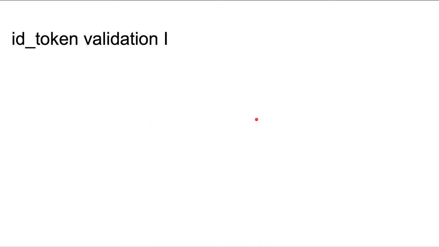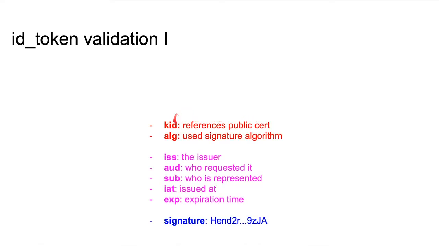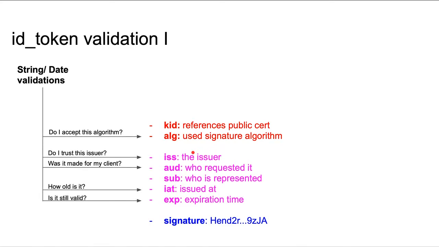So, to validate the ID token, we decode the header and the payload again. As I mentioned, the header includes the key ID, algorithm, and potentially other values, and the payload includes these claims. The first step of validation could simply be checking strings and dates. After decoding the header, a simple check is: is the given algorithm one that I accept or that I can handle? And if not, you just don't accept this ID token.